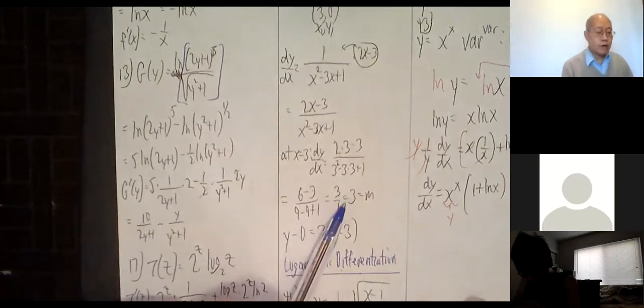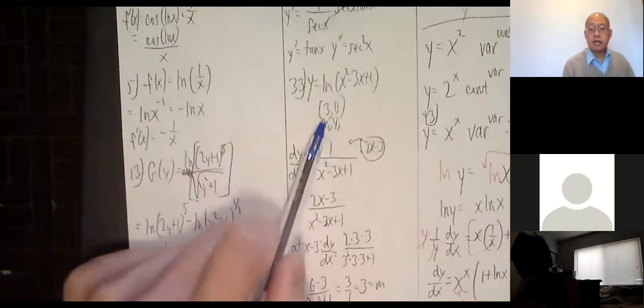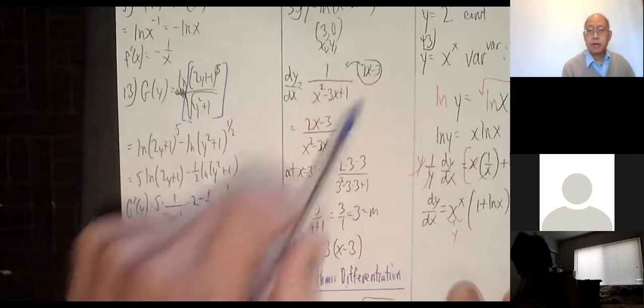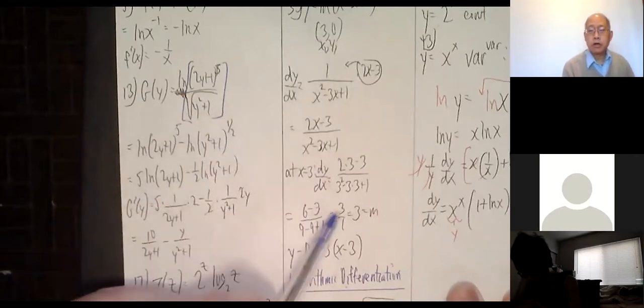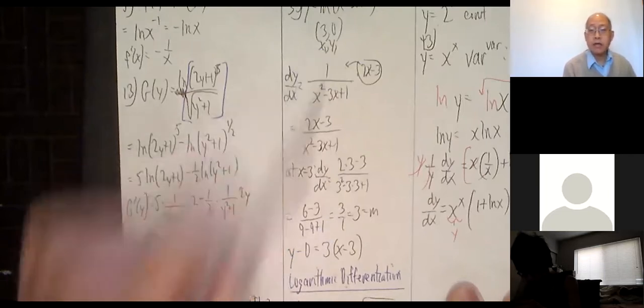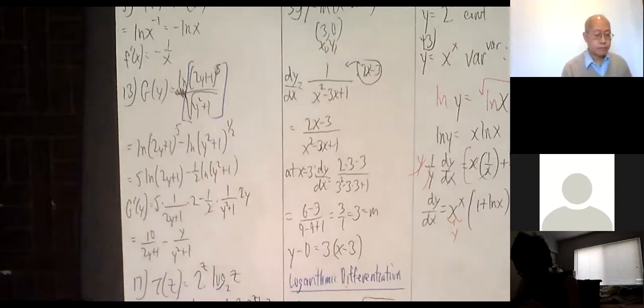Right, so the slope of the tangent line at that particular given point, (3, 0), whatever this graph looks like, the slope right at that one point is 3. Okay. Point, slope. Point-slope form: y minus y1 equals m times x minus x1. There we go. And we're done.